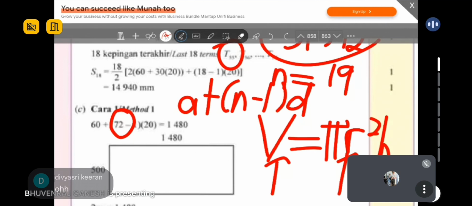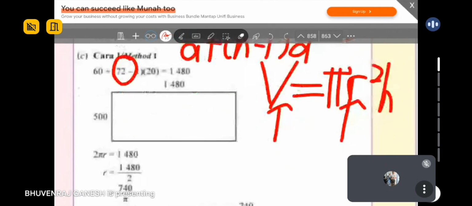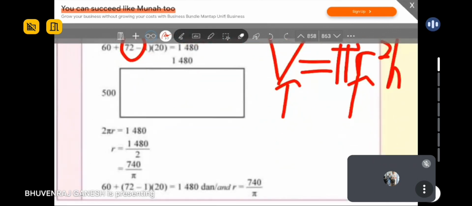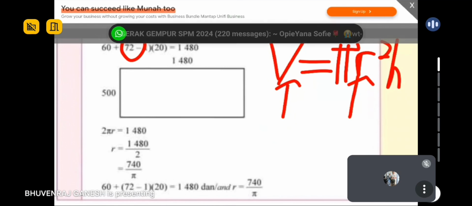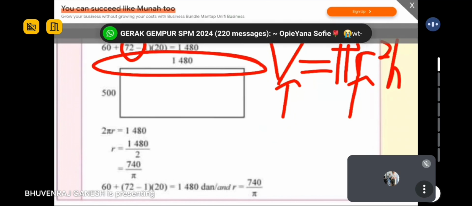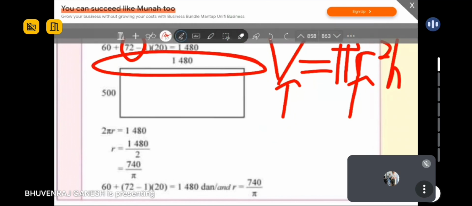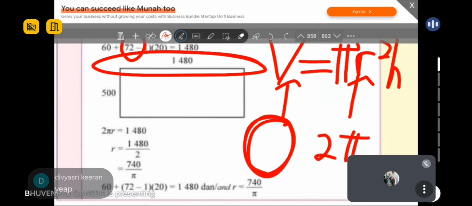Okay, because the last term is the biggest one, paling panjang, sebab dia bertambah 20 sampai yang terakhir. So yang terakhir akan menghasilkan yang paling besar isi padu, the largest volume. Okay, so you can directly find the answer. Okay, so you must understand that this one is your circumference of the cylinder, the circle. Do you remember, guys? The formula of circumference of a circle is 2 pi r.